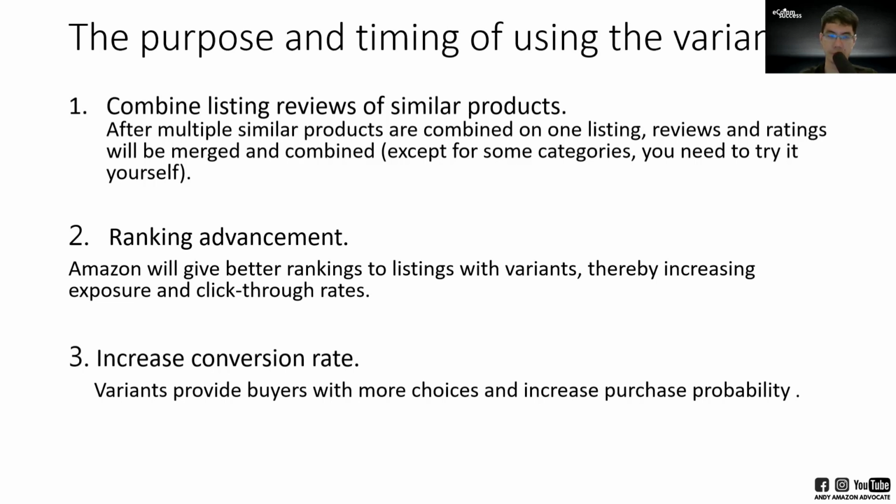And the second thing is the ranking advancement. Amazon will also give a better ranking to listings with variance, because when your listing has a lot of variance, there are more options for customers to choose. When your customers stay in your listing trying to choose, it will increase the chance of them buying from you. So that's why Amazon will give a better ranking to listings that have variance, because they want more options for customers to choose from.